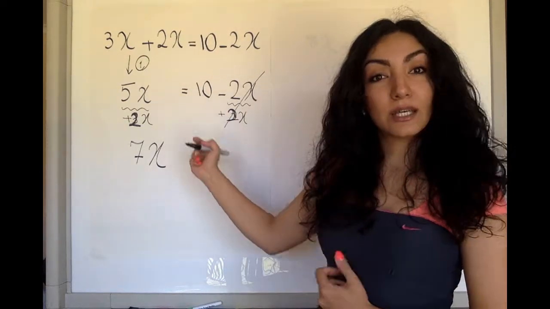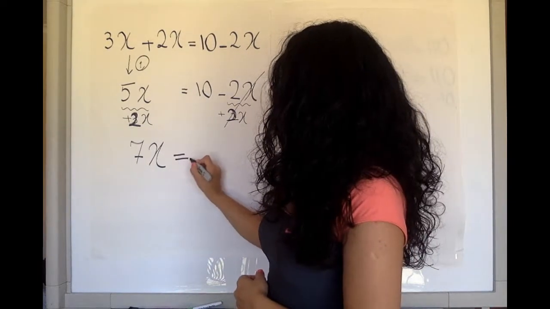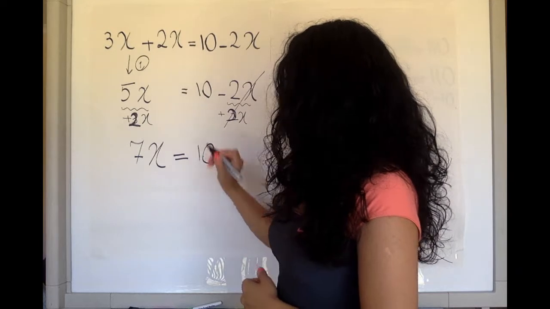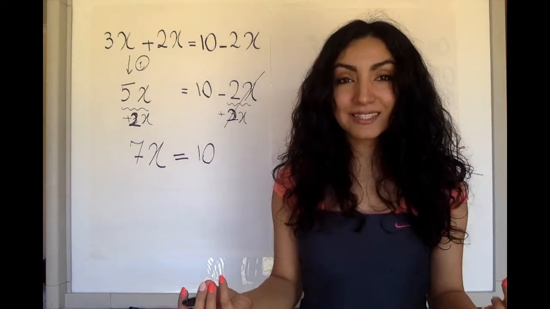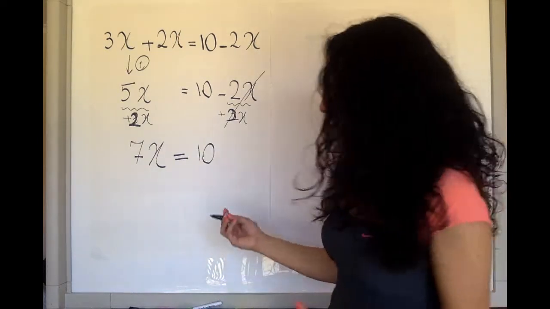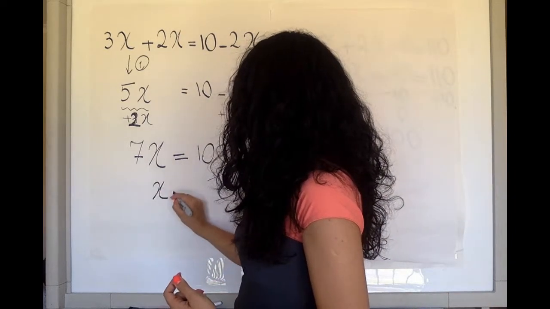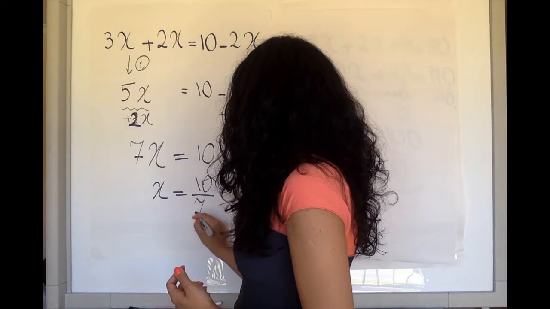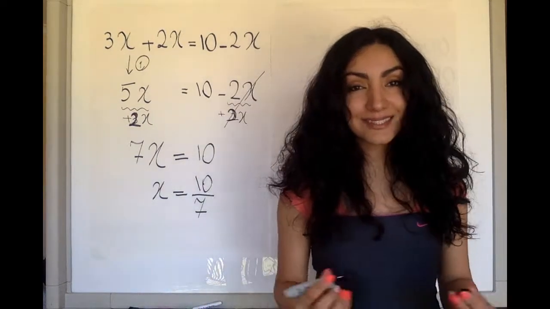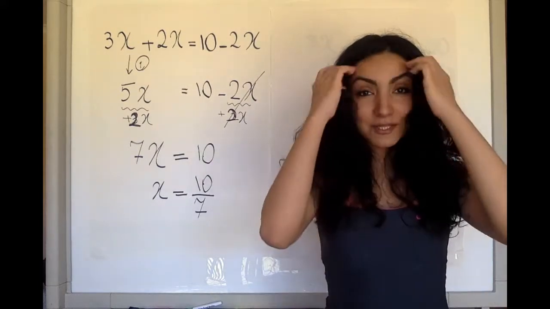And 7x equals 10. Right? And the last part, x equals 10 divided by 7. That's it. The problem is solved.